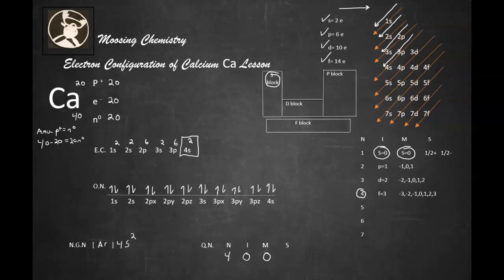Now, look at the last arrow. It's going down. So that means our value is going to be negative 1/2.